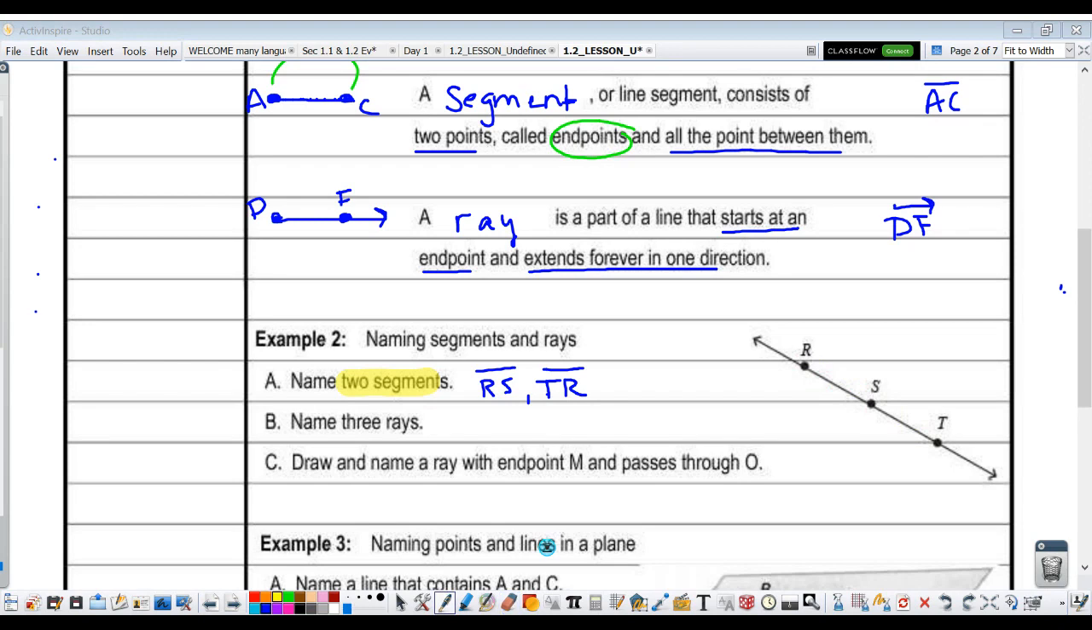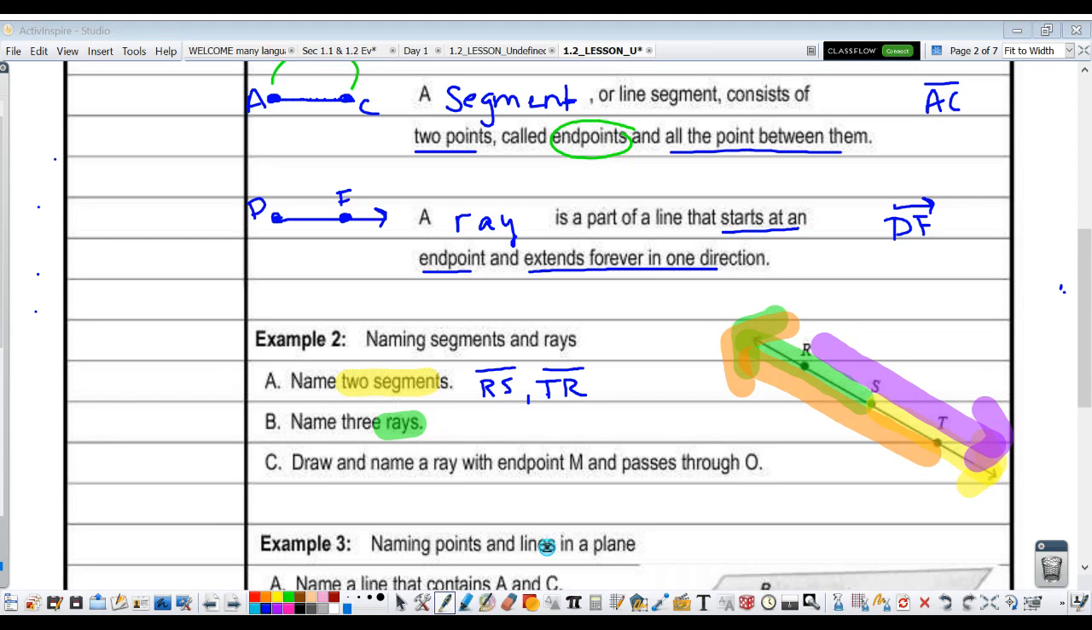Name 3 rays. Okay, so a ray, remember, starts at an endpoint and goes through another point. So I have ray SR, ray ST, ray TR, and ray RT. Looks like I have 4 rays that I can name, and we just need to pick 3.